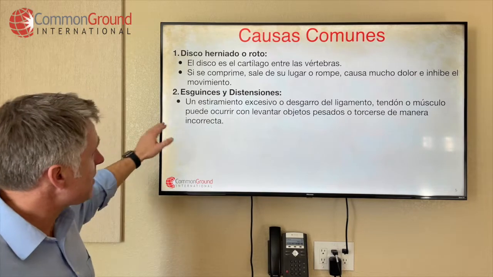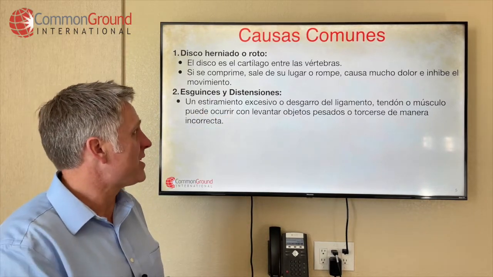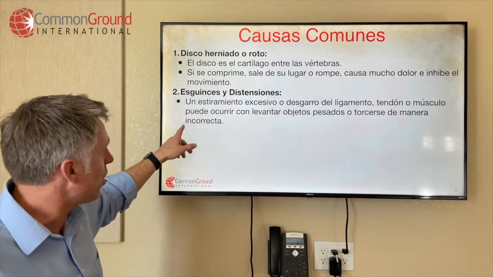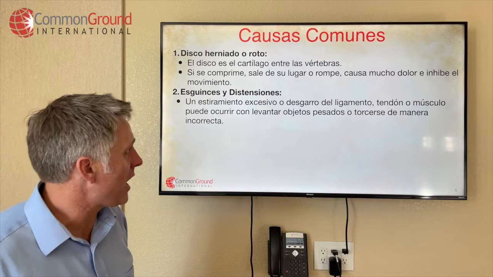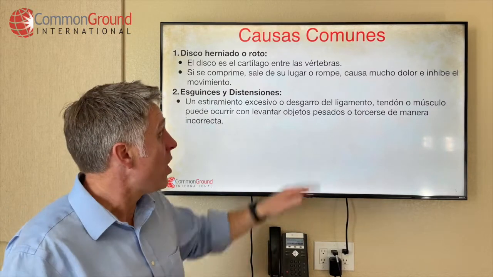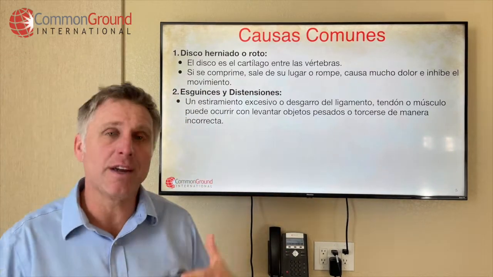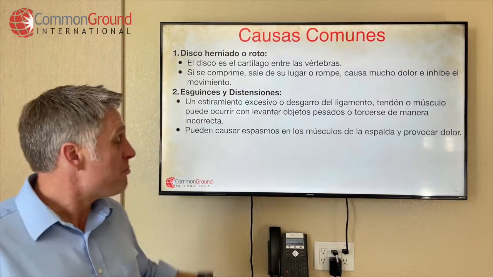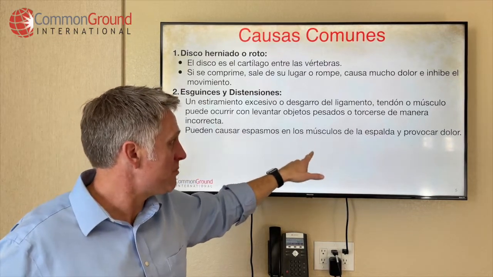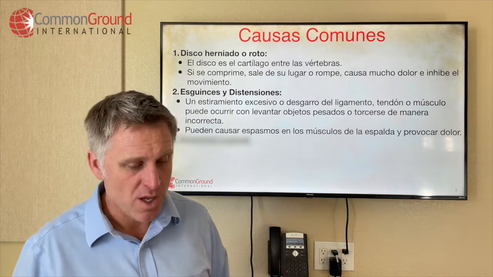Un estiramiento excesivo, so an excessive stretching o desgarro, tear del ligamento, tendón o músculo, puede ocurrir con levantar objetos pesados. Can happen when you lift heavy objects o torcerse, or if you twist de manera incorrecta, if you twist in the wrong way. Pueden causar espasmos, they can cause spasms en los músculos, in your muscles de la espalda y provocar dolor and cause pain.